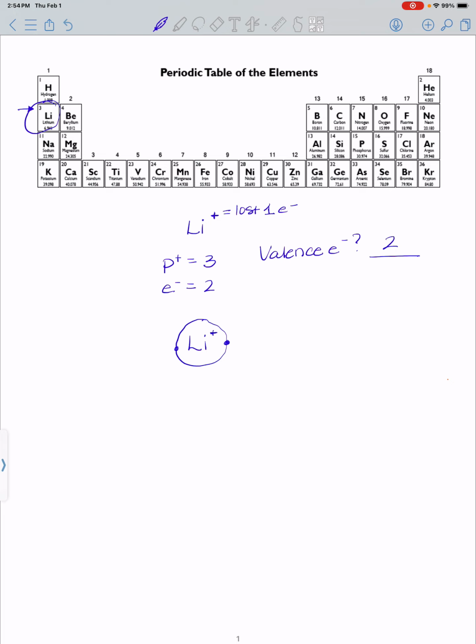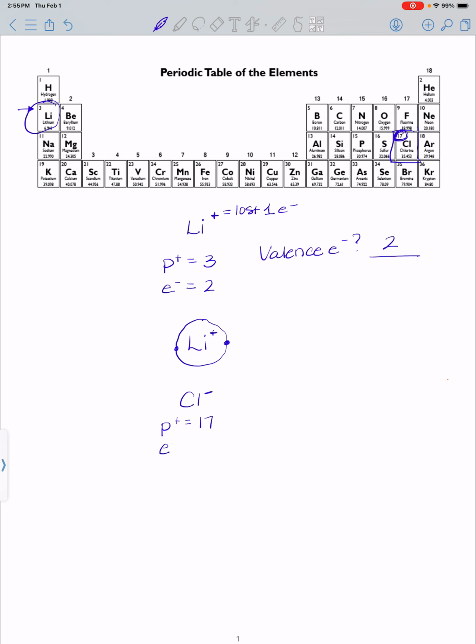Let's do one with an anion. Let's do chlorine. So Cl negative. This is what we use if we have an ionic bond with table salt. So again, we're going to look at the periodic table. We know that chlorine has 17 because we're looking here. The atomic number is 17. That's how many protons it has.